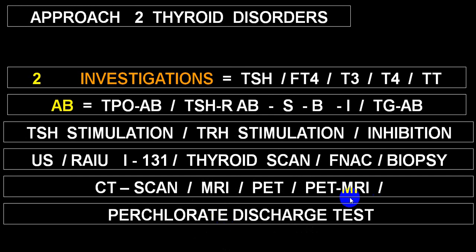Perchlorate discharge test is mainly done only in one condition where there is a disorder of what we call enzymatic defects. So it is selectively done only in one condition.